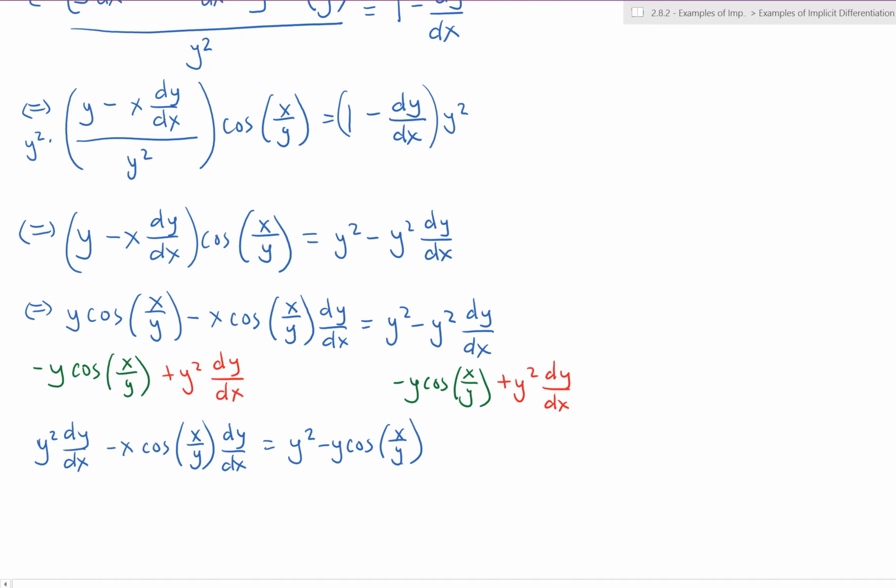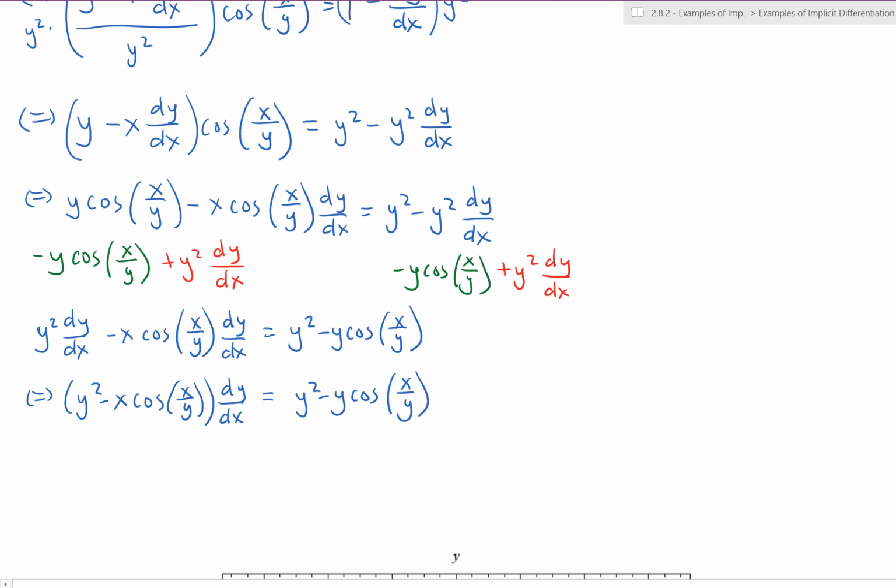And now we're really, really close here. Notice the left-hand side has a common factor of dy/dx. So if I take that out of both terms, I'll be left with y squared minus x cosine of x over y, all times dy/dx. And that all, of course, equals y squared minus y times the cosine of x divided by y.